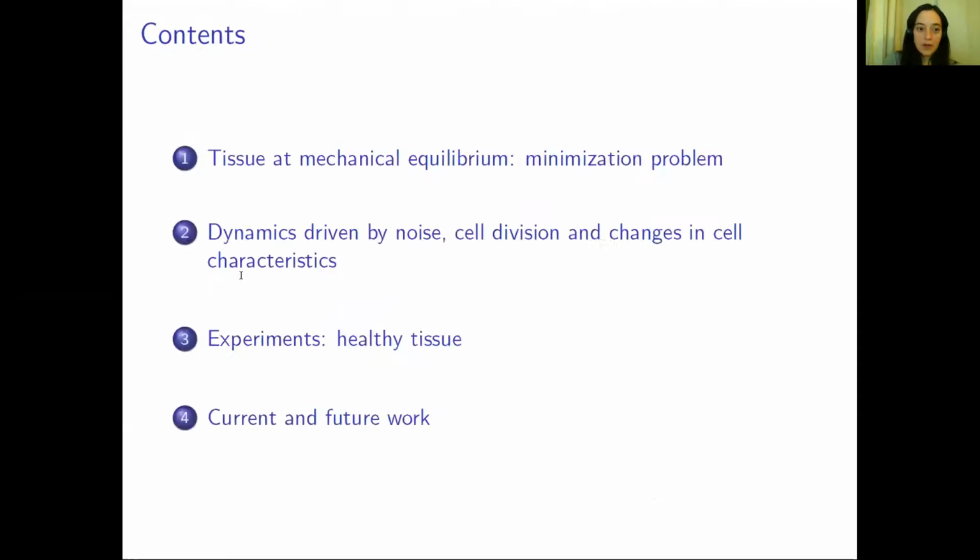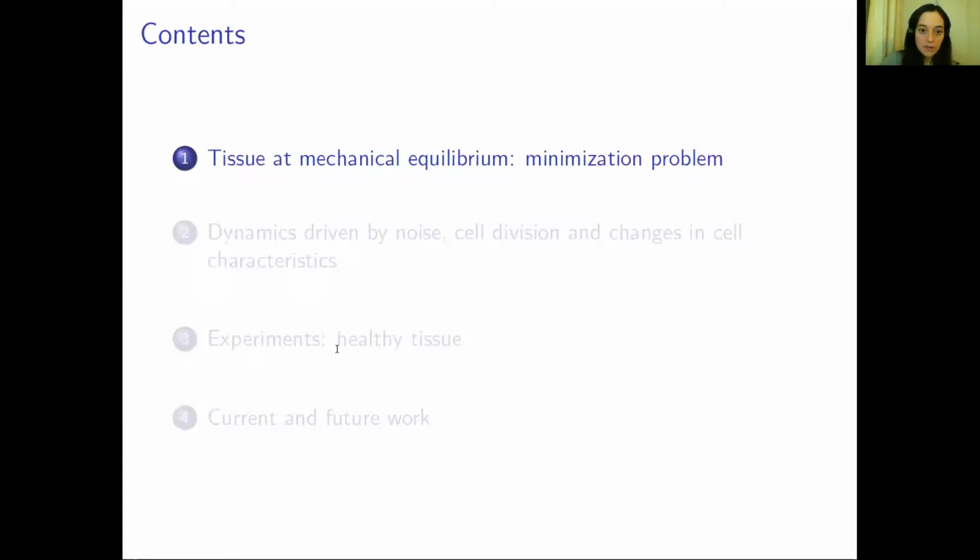Okay, so I will first describe the tissue at equilibrium. I will describe the potential and the constraints and how we tackle the minimization problem. Then I will describe how the dynamics is implemented, driven by noise, cell division, and changes in cell characteristics. And finally, I will show the experiments in the healthy tissue.